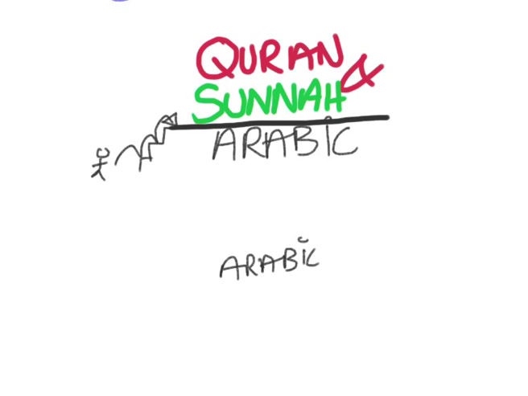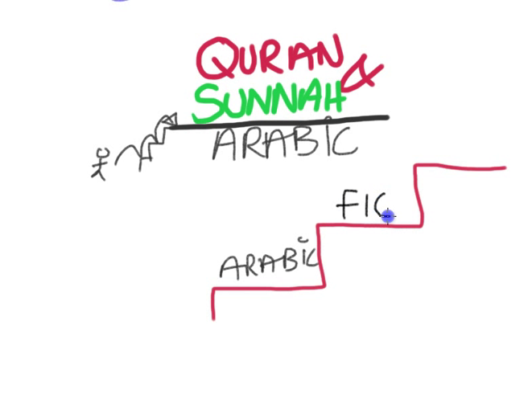Okay, so let's say we have, for example, some steps here. The Arabic is like the first step, and then you have the next step, and then a third step. So let's imagine you have 3 steps here. The first step is Arabic. The second, we can say, is what is known as fiqh.